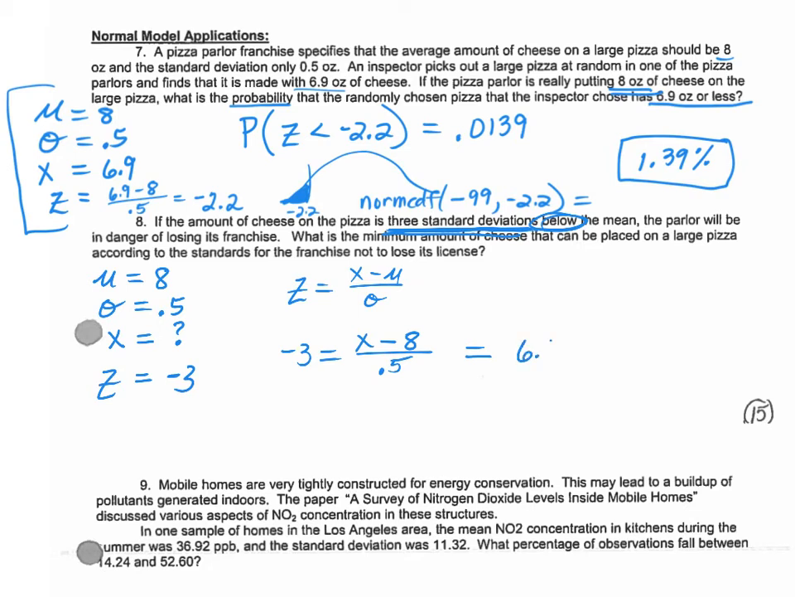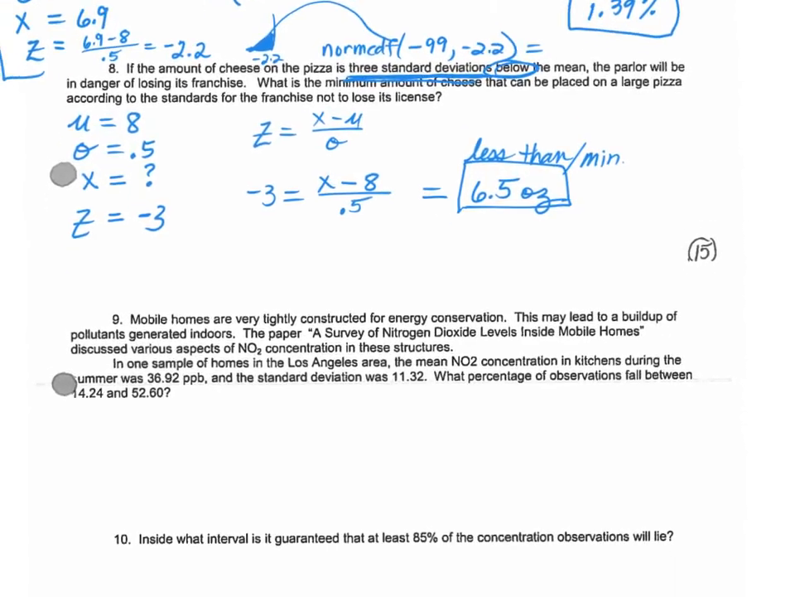6.5 ounces. So if somebody comes in there and randomly picks out a pizza, and it has less than 6.5 ounces, well, that is the minimum. If it has less than that, then they are in danger of losing their franchise because they are not up to standards.